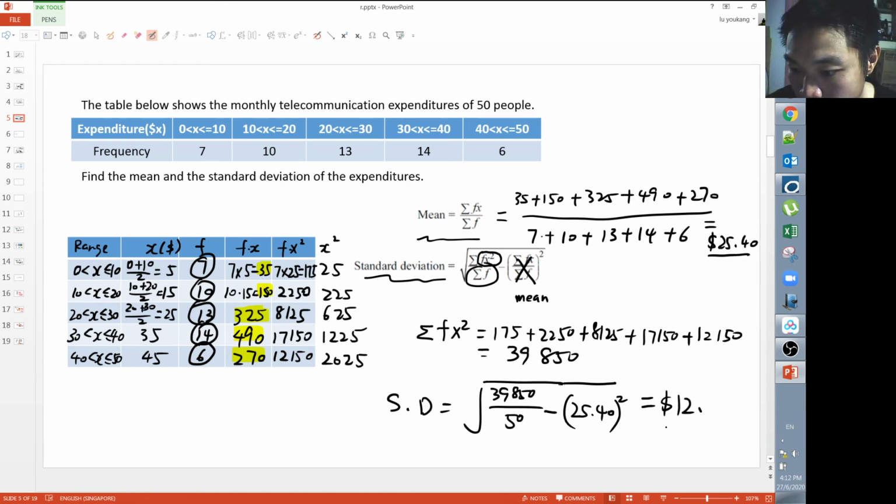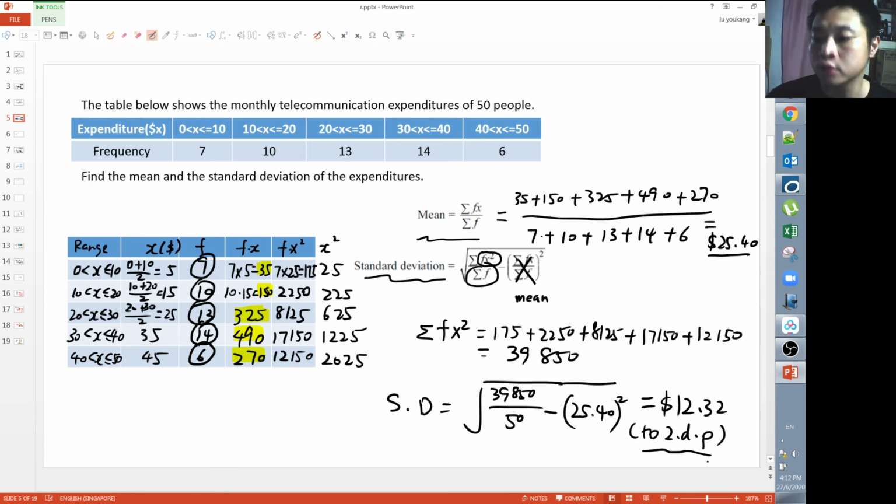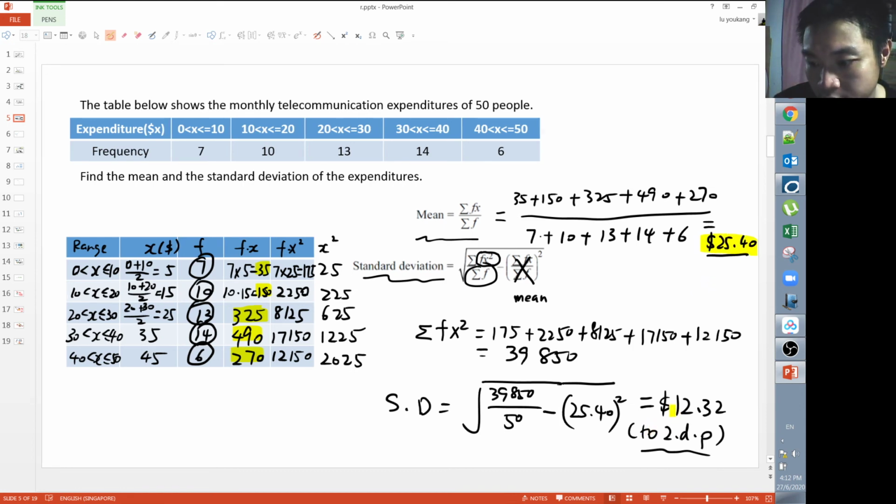Okay, two decimal places. Why? Because we are talking about dollars. So for dollars, you're supposed to represent your answer in 2 decimal places. Okay, to the nearest cent. Alright? So that's how you get your mean and your standard deviation. Okay? Given data is a table. Alright? And the data given is in a range. Okay? And that's how you can get your mean and standard deviation.